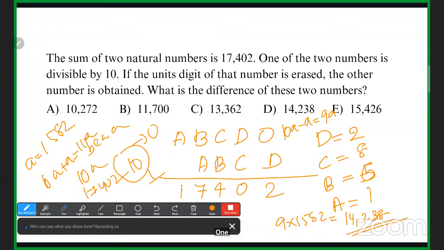This is the answer. This is another method you can solve. So the answer is 14238. Ma'am, can you explain this method again?